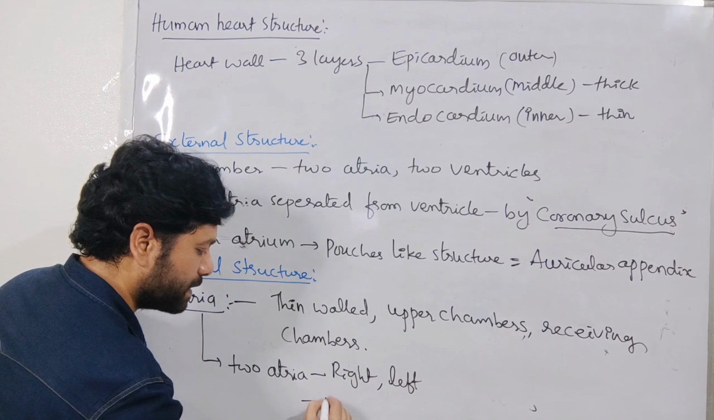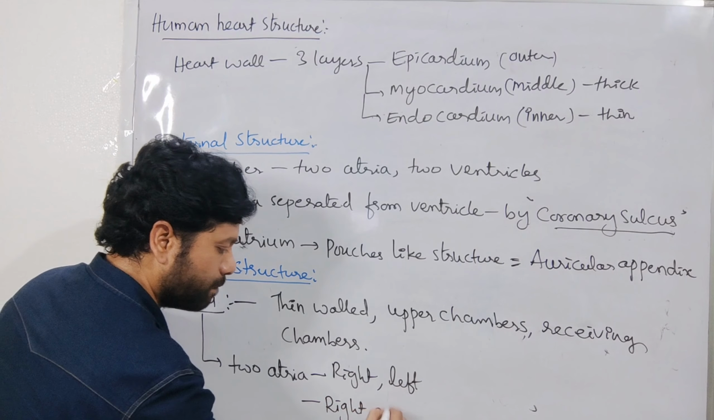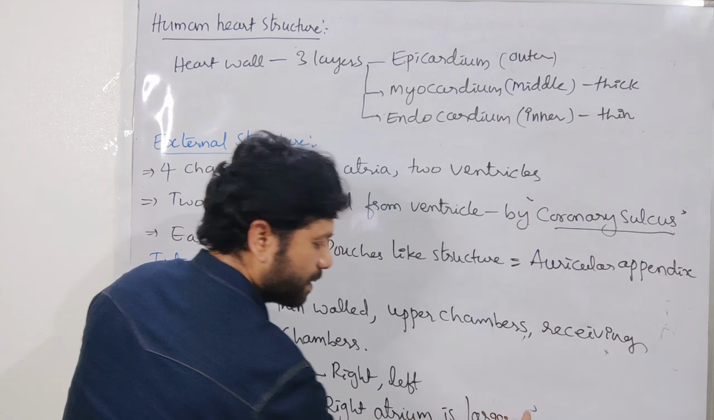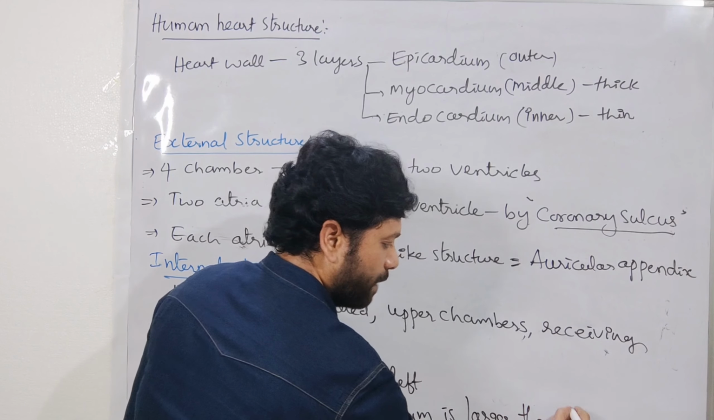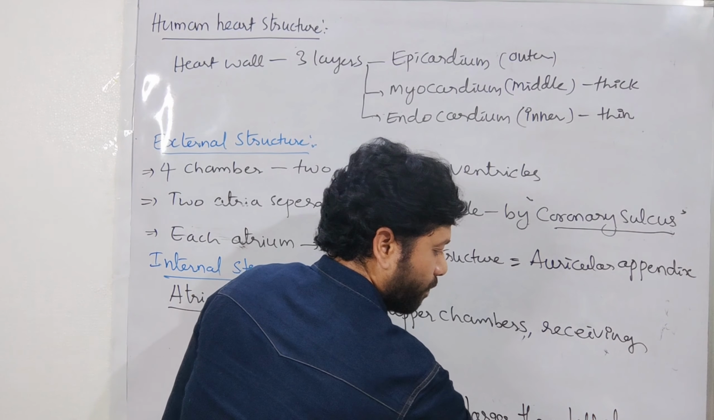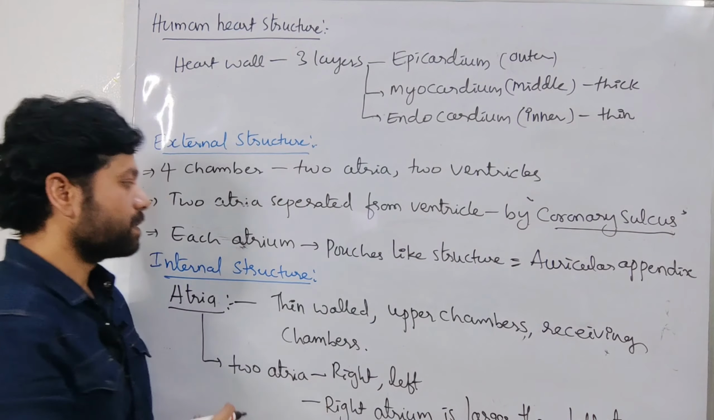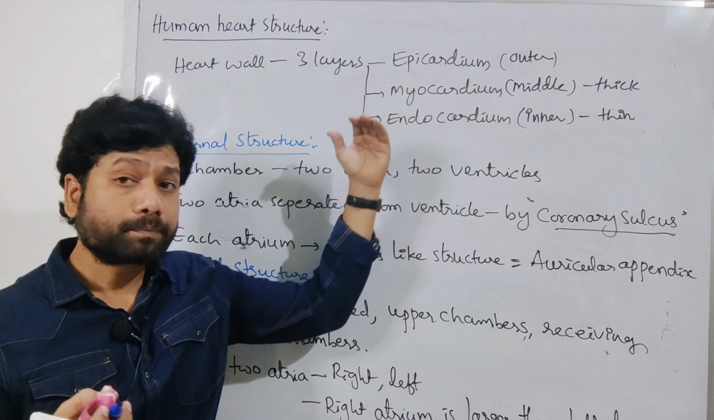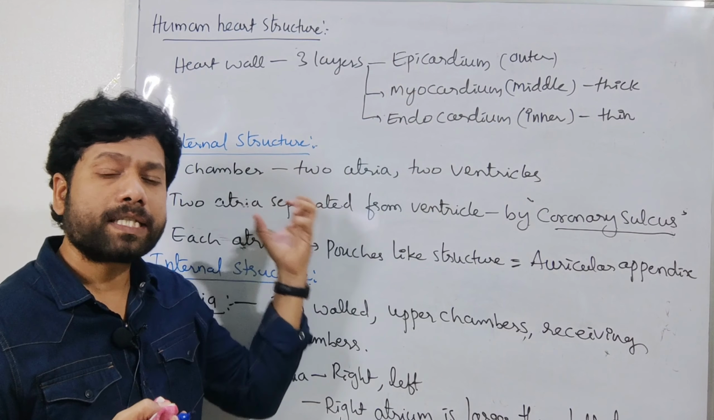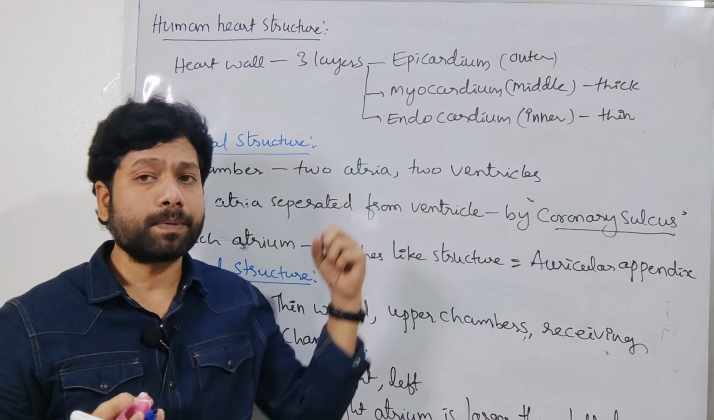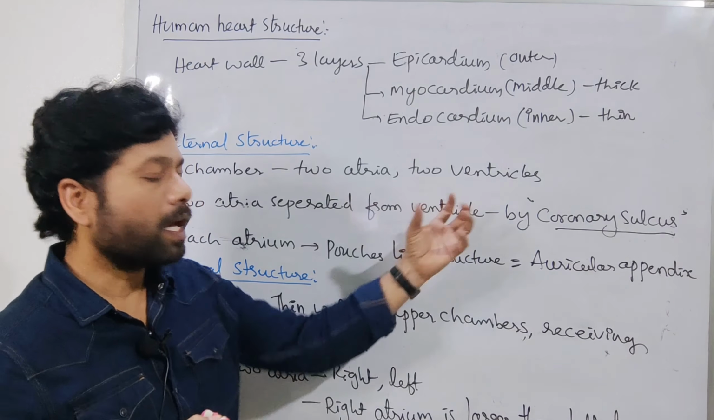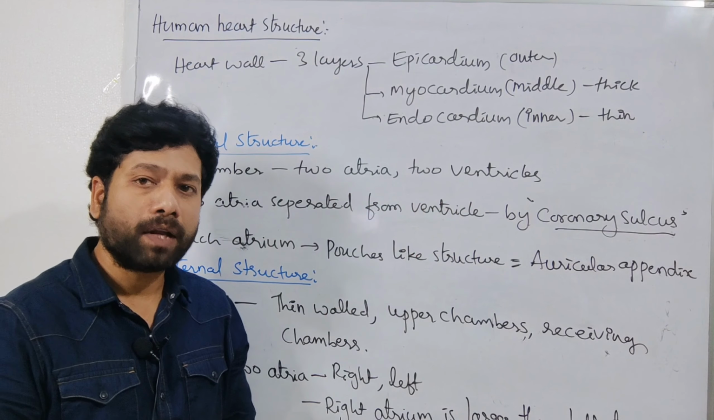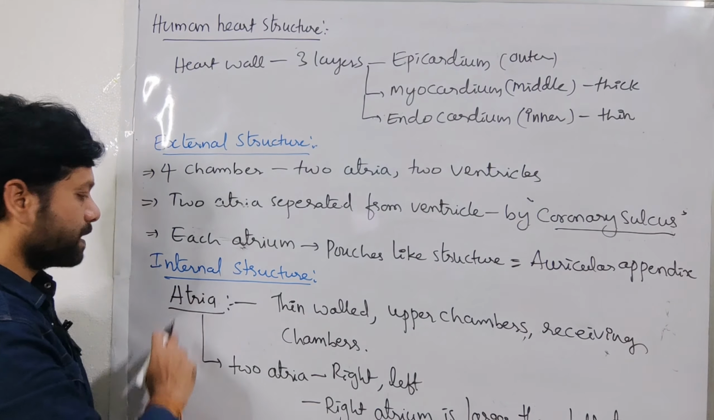So the right atrium is larger than the left atrium. So it is just one. The walls have epicardium, myocardium and endocardium. So the external structure is a what? Two atria and two ventricles present, separated by the coronary sulcus, and each atrium has a pouch-like structure called the auricular appendix. And in the internal structure, two atria are present.